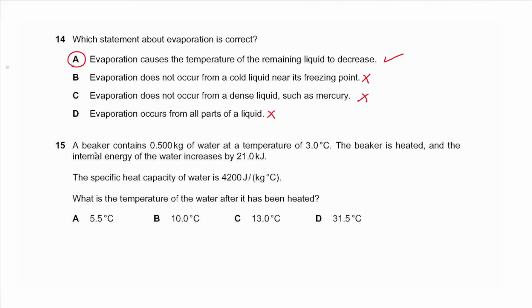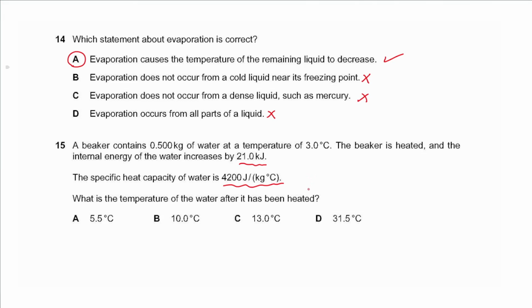Question 15 says a beaker contains 0.500 kilogram of water at a temperature of 3 degrees Celsius. The beaker is heated and the internal energy of the water increases by 21 kilojoules. The specific heat capacity of water is 4,200 joules per kilogram degrees Celsius. What is the temperature of the water after it has been heated?